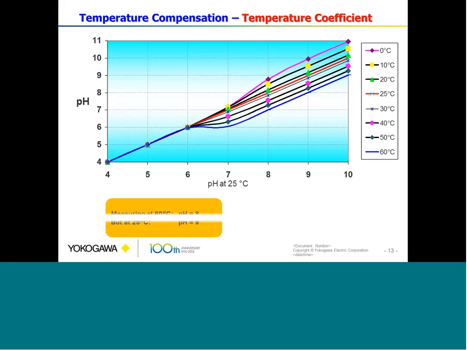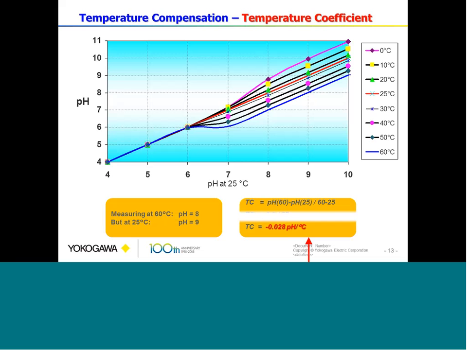And this occurs because the sample measured in the lab is often measured at a lower temperature than the process. For example, let's say we have a measurement online at 60 degrees C and it reads 8 pH, while the lab is reading 25 degrees C at 9 pH. Well, what's in play here is that this particular process has a coefficient. It changes as the temperature changes.